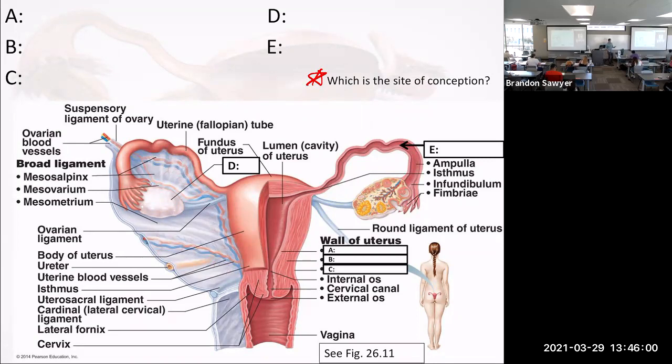All right, the app should be open now for you to send in your answer there. Which one is the site of conception?